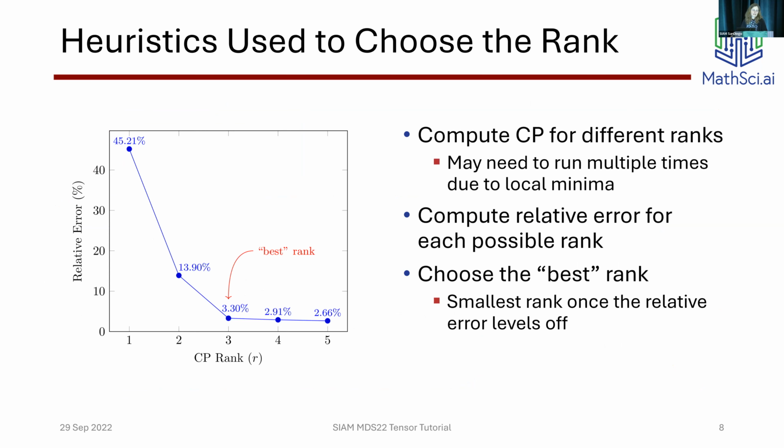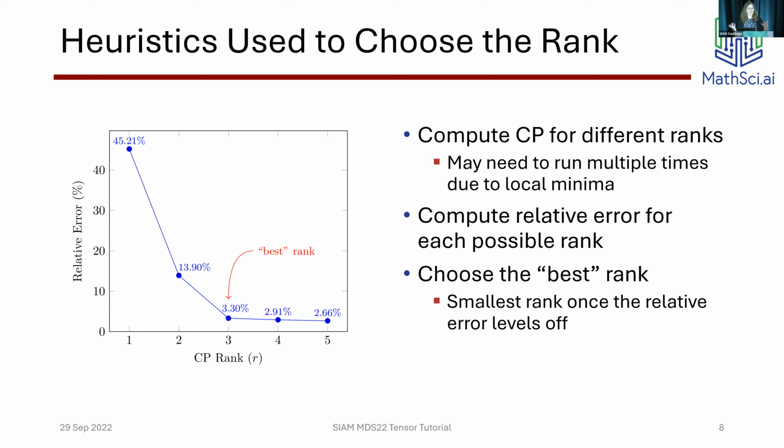One of the questions that comes up a lot, and which we don't have a great answer for, could be a good research topic, is how to choose how many of those rank 1 outer products you should have. We call this the rank. So it's the number of columns in the matrices. There's basically a bunch of heuristics that have been proposed. One that people generally use is you compute your CP for several different ranks, and then you look for when it stops improving significantly.